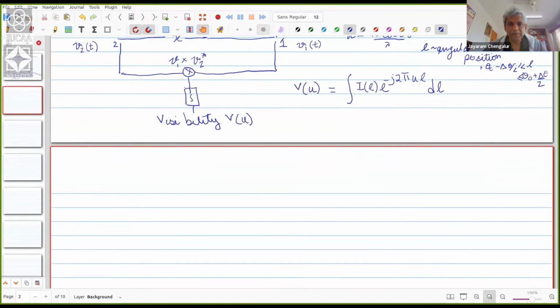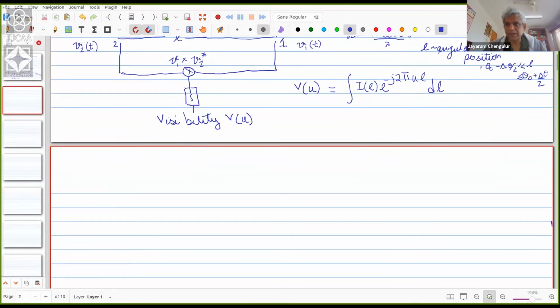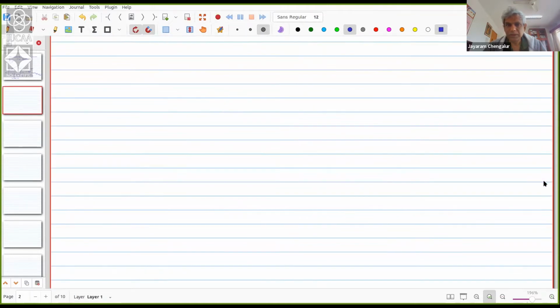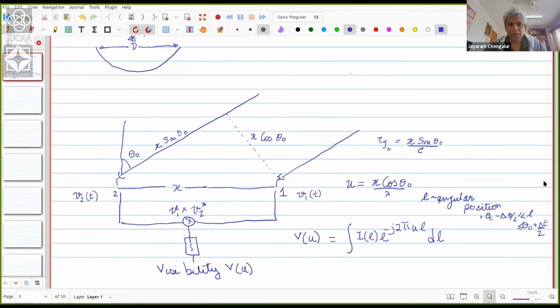Now, I'd like to make a couple of points when we go back to this picture. We've got a field of view that we are looking at, which is at an angle theta 0 to the baseline vector x. That vector between the two antennas is called the baseline vector. And the field that we are looking at is at an angle theta 0 to this baseline vector.